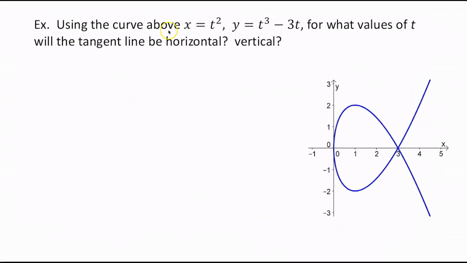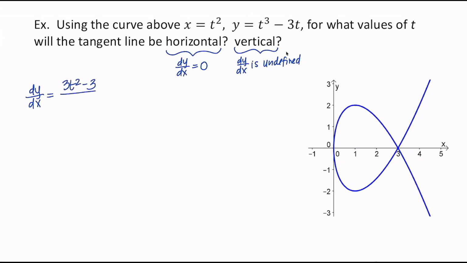As a follow-up question, using the curve above, x equals t squared and y equals t cubed minus 3t, for what values of t will the tangent line be horizontal and will the tangent line be vertical? So a tangent line is horizontal when dy/dx is equal to 0, and a tangent line is vertical when dy/dx is undefined. So we already found dy/dx. It was dy/dt, that was 3t squared minus 3, over dx/dt, which was 2t.